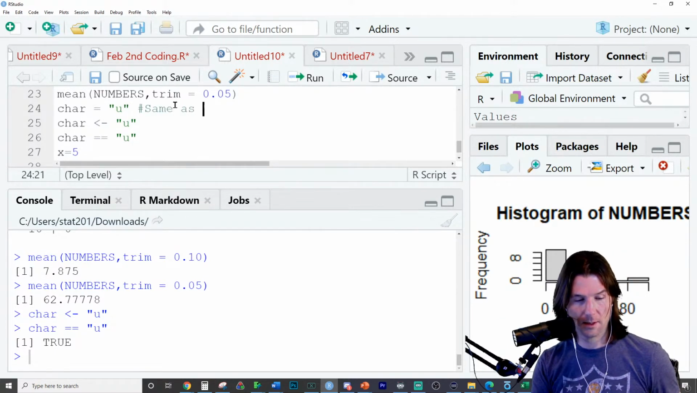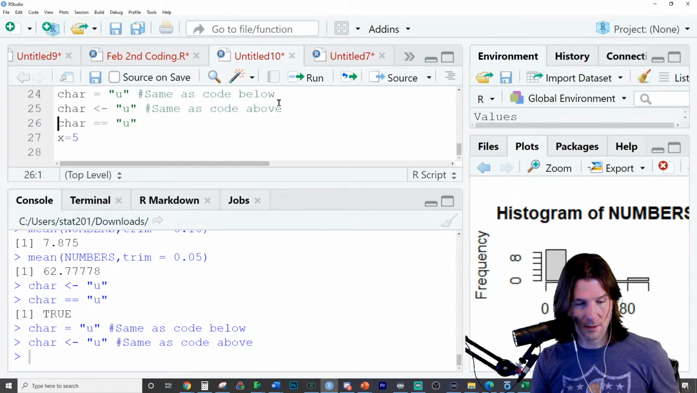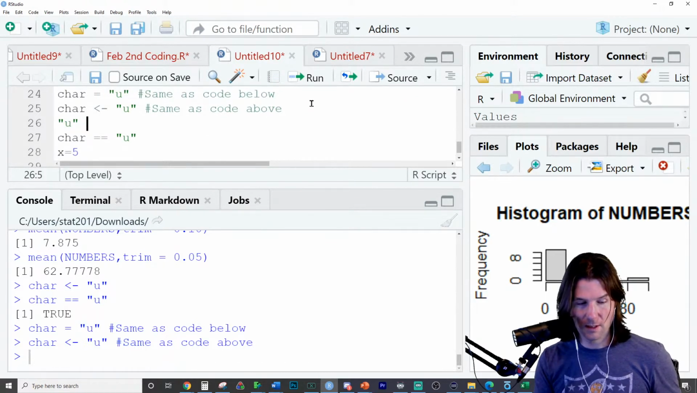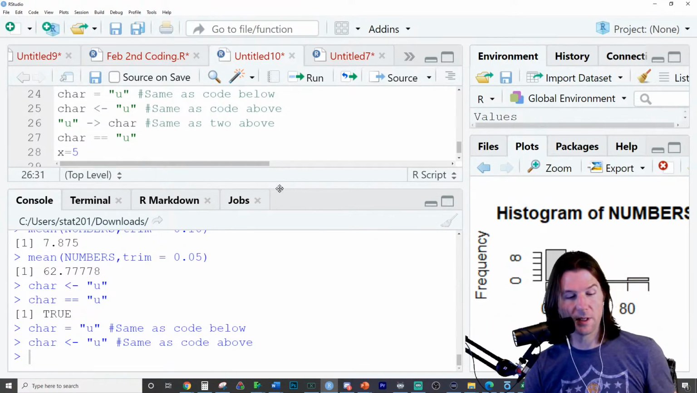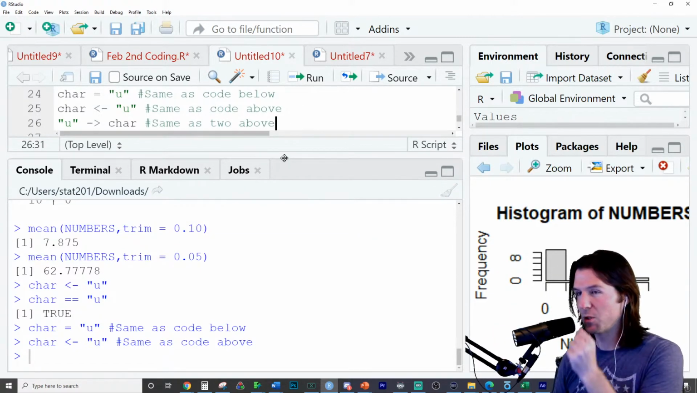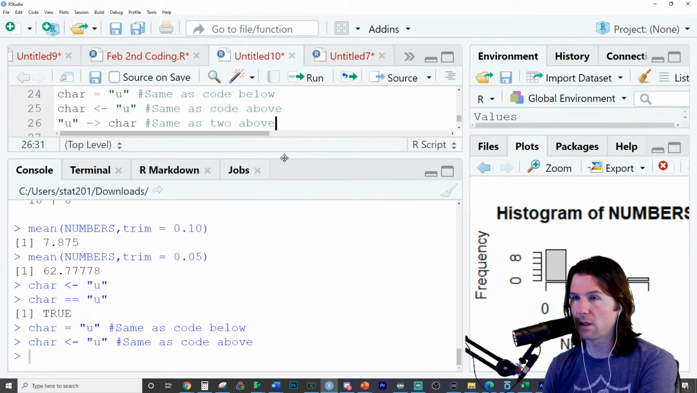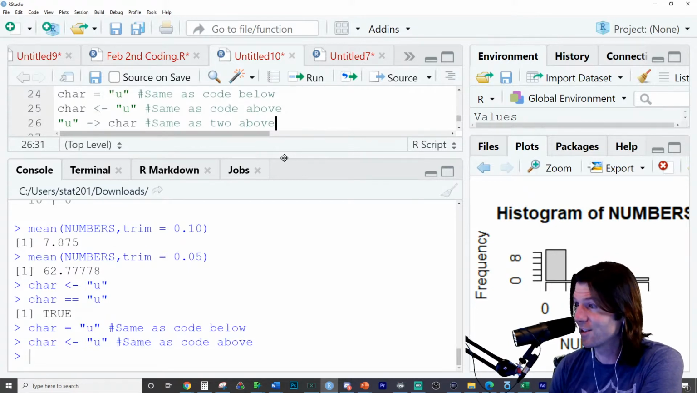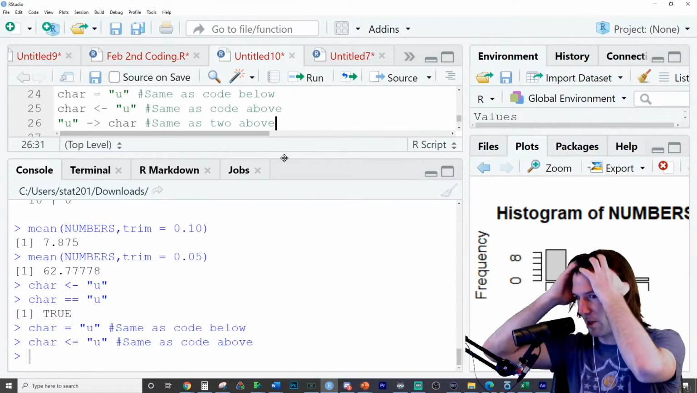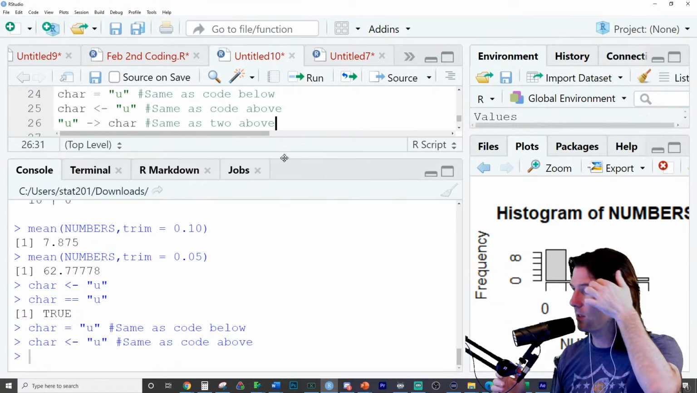Same as code below. Same as code above. This right here is the same, and technically speaking, I guess I'll do it this way, and I would never do it these ways. I never code like this. Same as two above. All three of these codes will achieve the same goal. All three assign the character u to the object character. Does that make sense, that all three of these achieve the same objective?